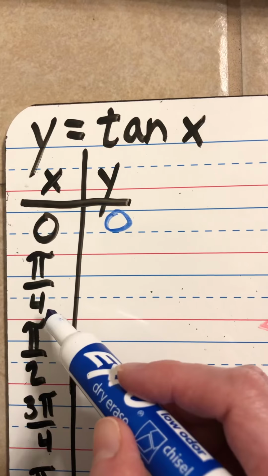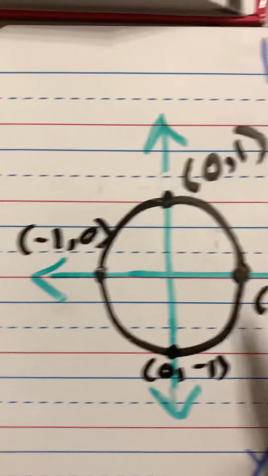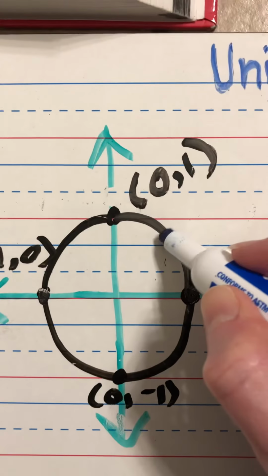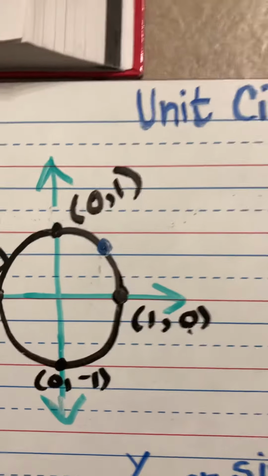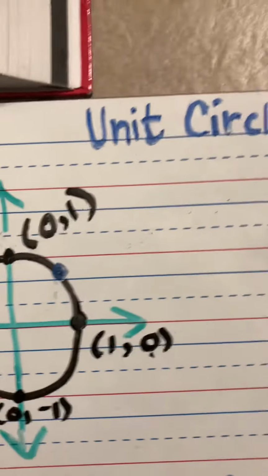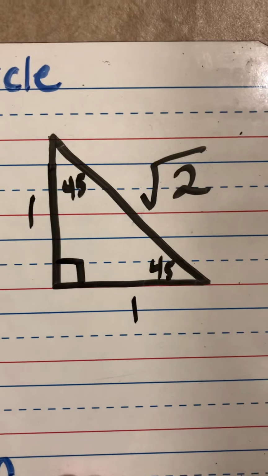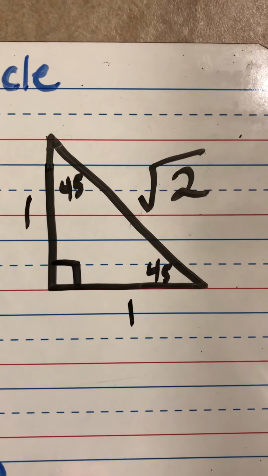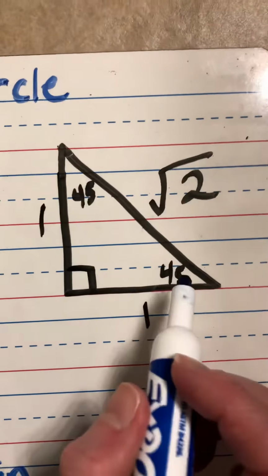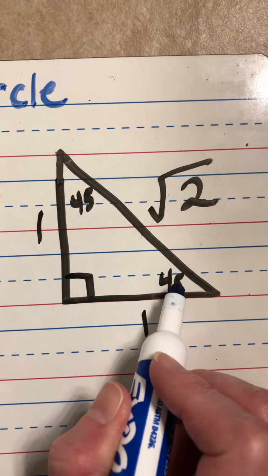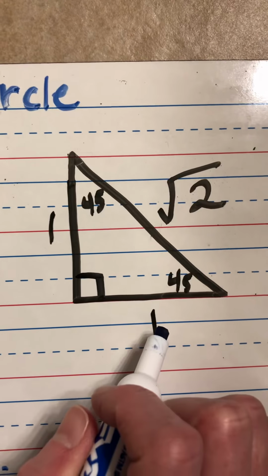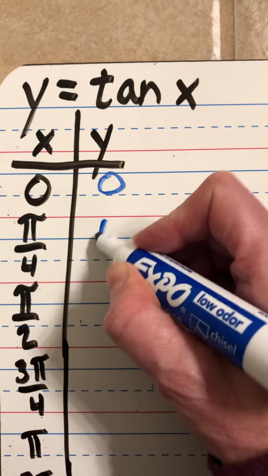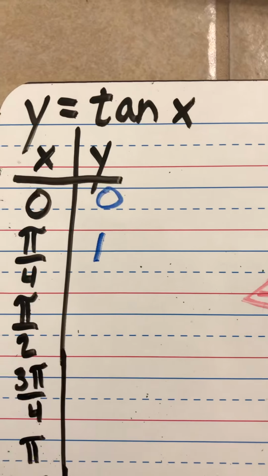Pi over 4. Pi over 4 lands me right here, and I don't have a coordinate listed here. That's a 45-degree turn, so I'm going to use my 45, 45, 90 triangle. The tangent of 45 degrees, or pi over 4, is the opposite over the adjacent. So that is 1. So the tangent at pi over 4 is 1.